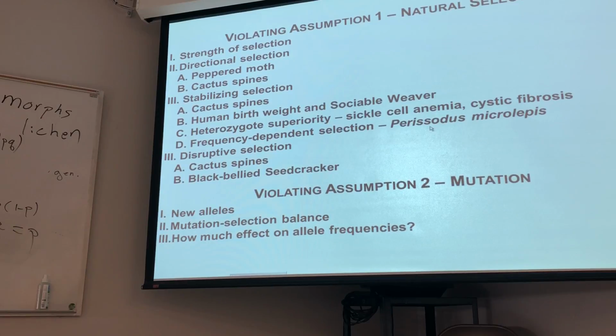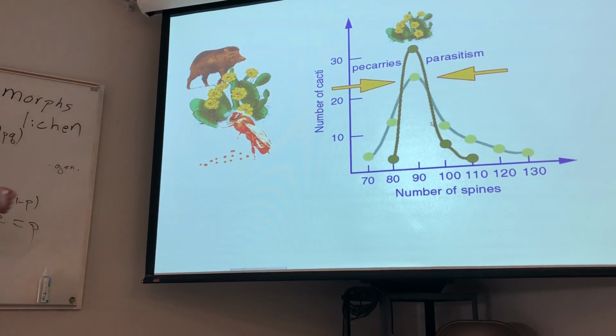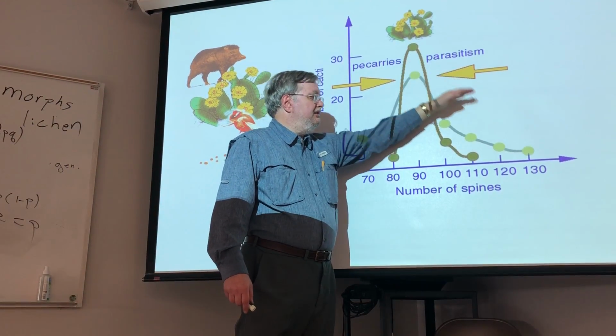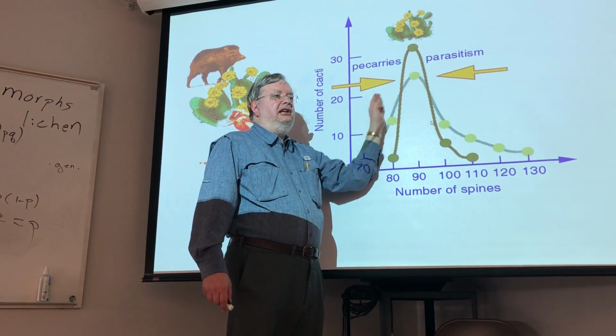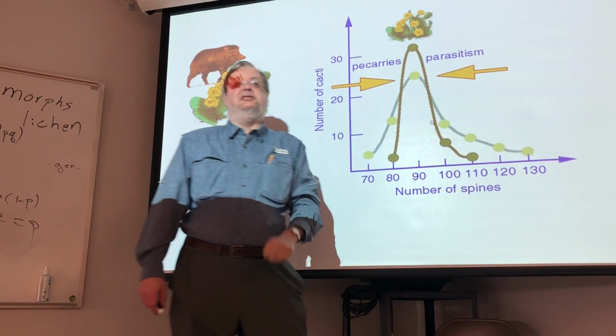So we'll look at examples of what we call stabilizing selection. In stabilizing selection, the mean doesn't change. The mean isn't changing because you have selection at either end. Either extreme is selected against, and the best thing to be is in the middle.